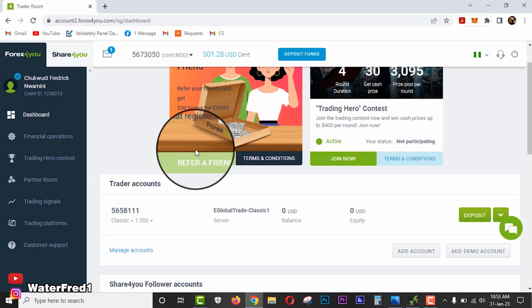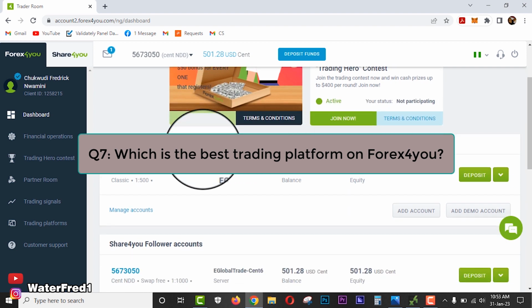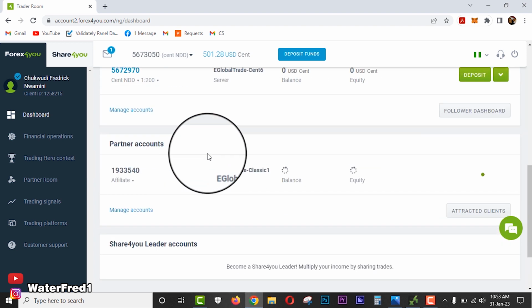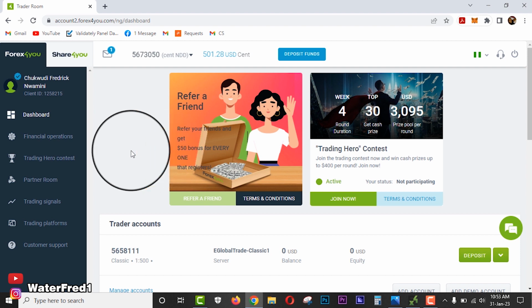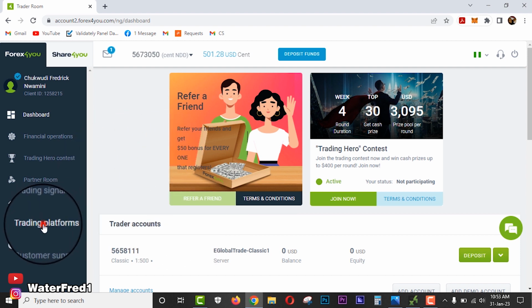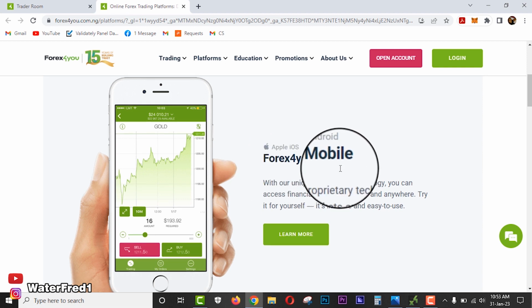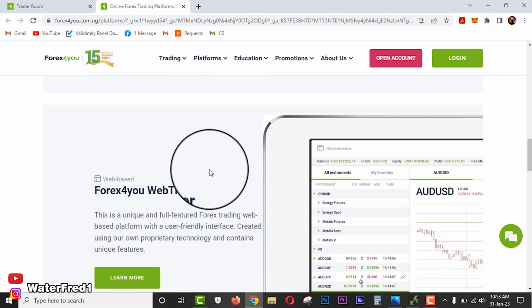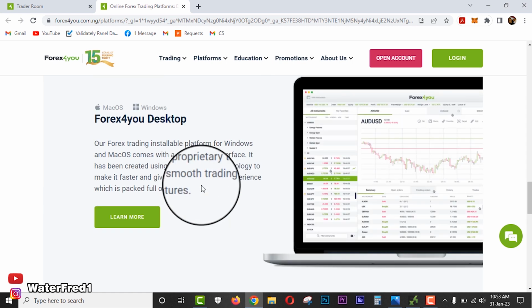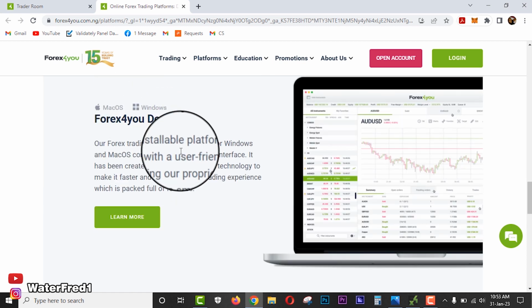Sometimes people also ask me, which is the best trading platform on Forex4You? There are different platforms for you to trade. If you click on these trading platforms, you will see, for example, people used to ask whether they should use the Forex4You mobile, or MetaTrader 4, or the web trader or the Forex4You desktop trader. Well, the answer is that in any of these trading platforms, you can do anything you want to do. You can place your trade, manage your trade, do your copy trading, or anything you want to do on them.